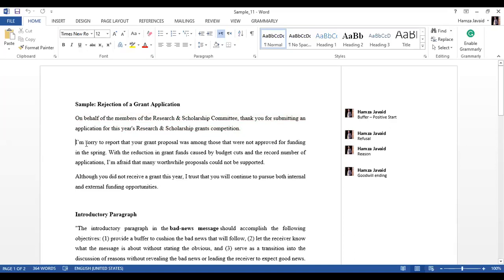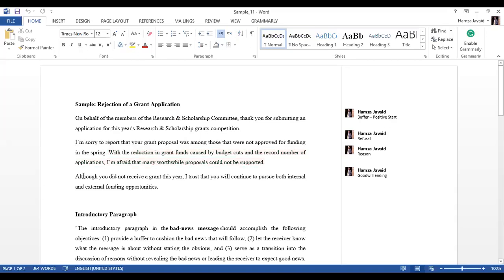Now in the second paragraph, what we've done is a refusal. We're talking about the refusal here. I'm sorry to report that your grant proposal was among those that were not approved for funding in the spring. So that's a refusal. Are we giving any reasons? Yes, we are. With the reduction of grant funds caused by budget cuts and the record number of applications, I'm afraid that many worthwhile proposals could not be supported. So this is basically the reason that is given.